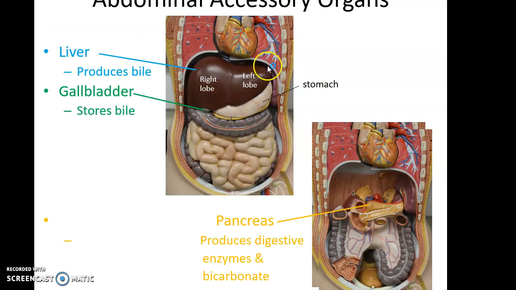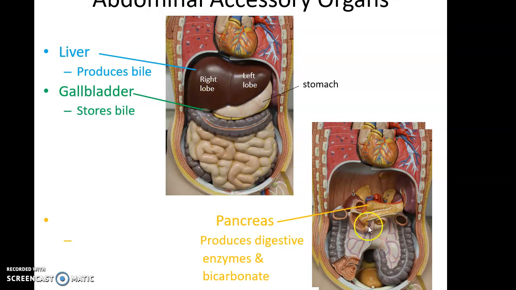All right, from here in the abdominal cavity, we can see the liver with its large right lobe and somewhat smaller left lobe. Liver produces bile. We can see a piece of the gallbladder, which is green, and it stores bile. There's, of course, the stomach again.